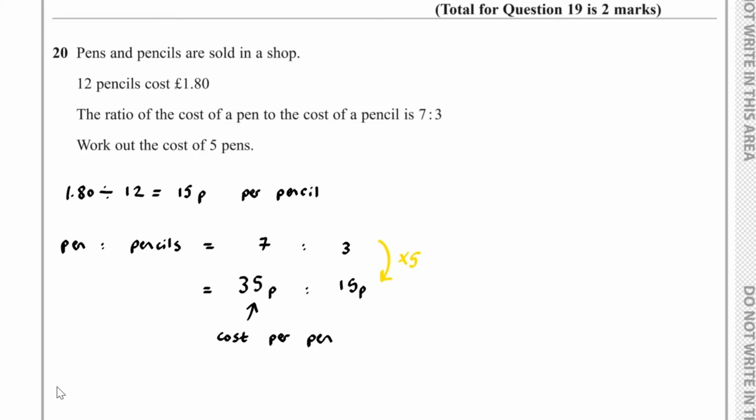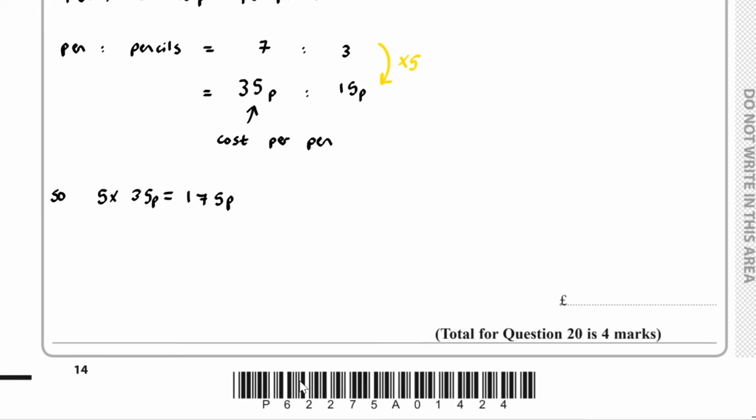So therefore, for 5 pens, we've got 5 times 35, which is 175p, and if we divide this by 100 to get this into pounds, we get £1.75.